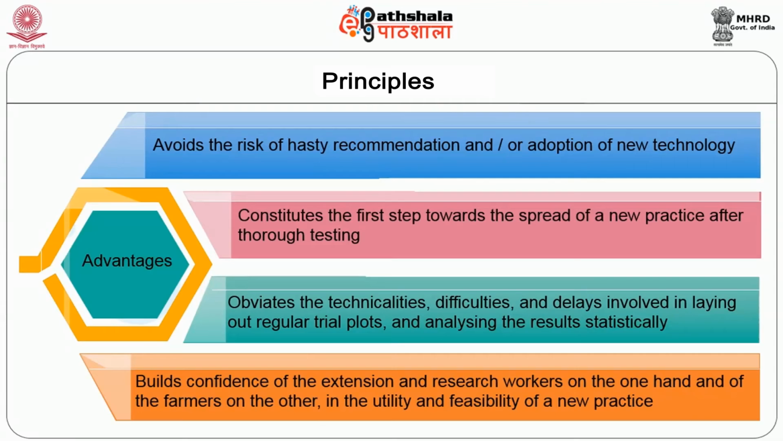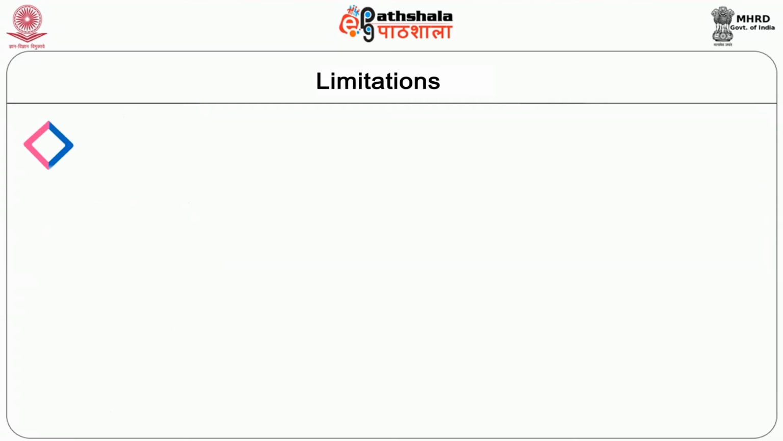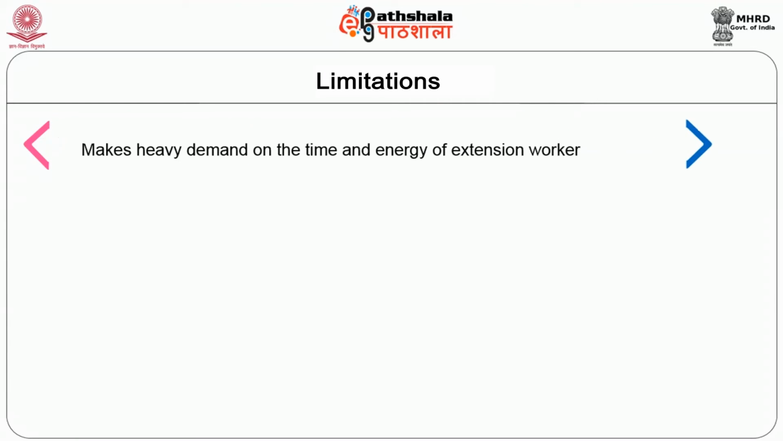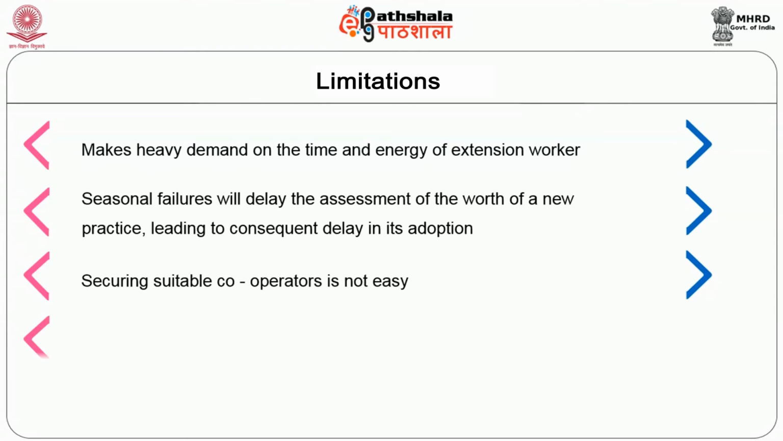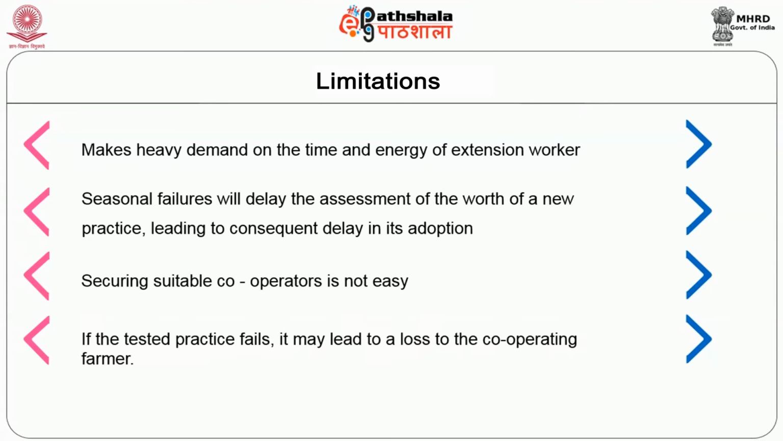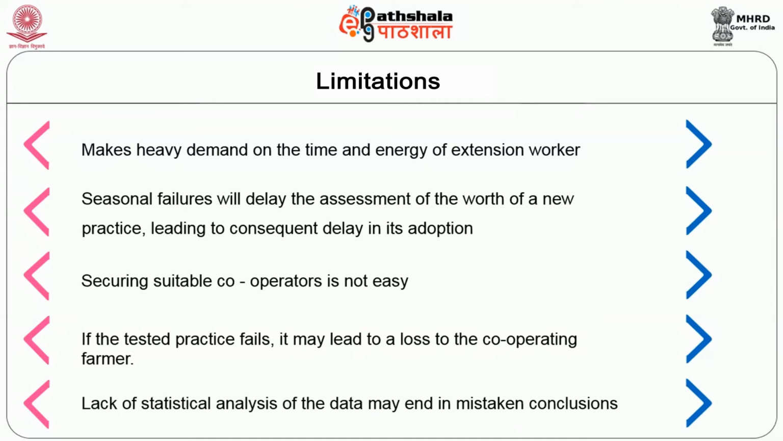The limitations of the observation plot are: it makes heavy demand on the time and energy of the extension worker. Seasonal failures will delay the assessment of the worth of a new practice, leading to consequent delay in its adoption. Securing suitable cooperators is not easy. If the tested practice fails, it may lead to a loss to the cooperating farmer. Lack of statistical analysis of the data may end in mistaken conclusions.